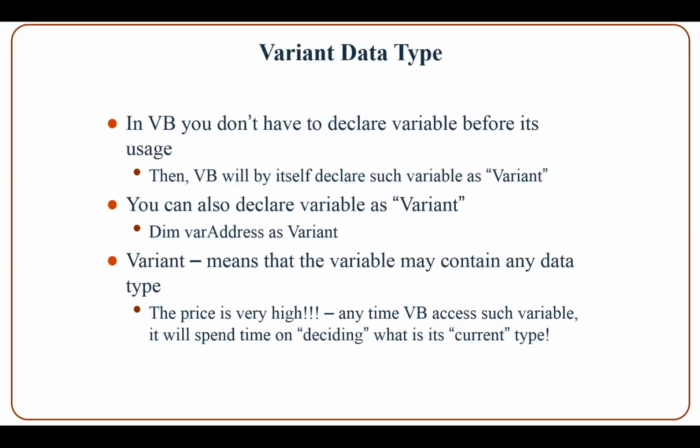In Visual Basic or in VBA, you don't have to declare variables before use. By default, Visual Basic will declare the variables as Variant. However, this is not recommended. You can also declare variables as Variant, like what we see in this example. You declare varAddress as Variant, or you can write just Dim varAddress. It's the same thing.